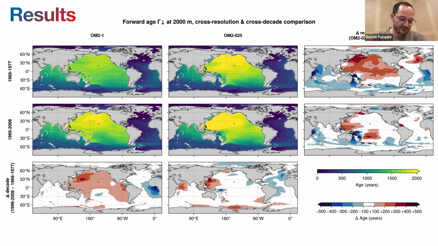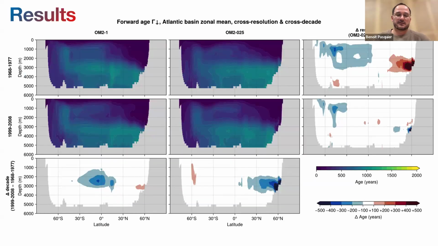Okay, I don't want to spend too much time on this. There's a lot of detail to look at here. I'm going to move on to zonal averages, in the interest of time. Same layout. So columns are resolutions, rows are time windows, and you can look at the differences on the third row and third column.